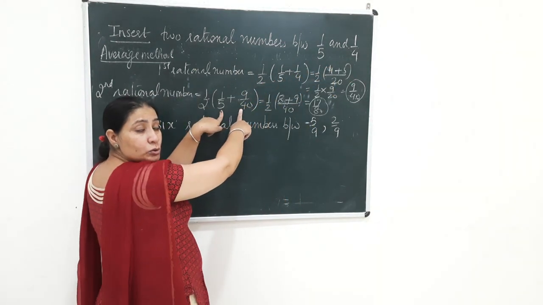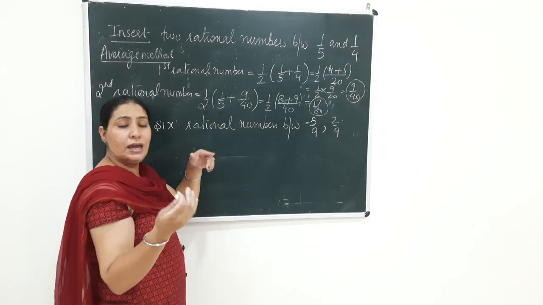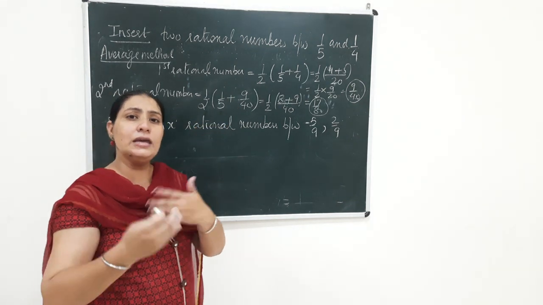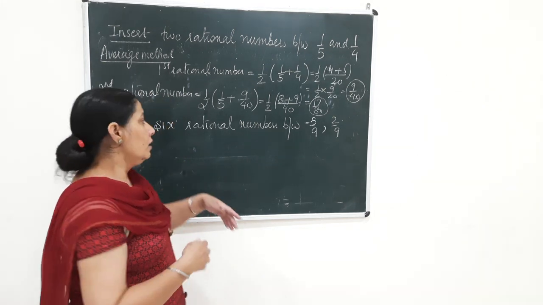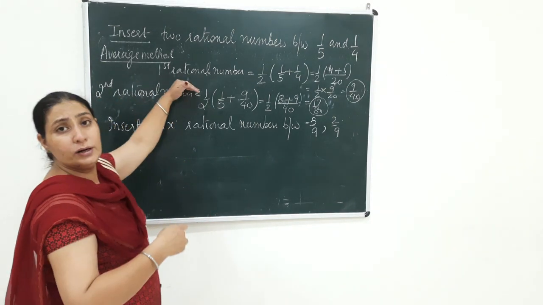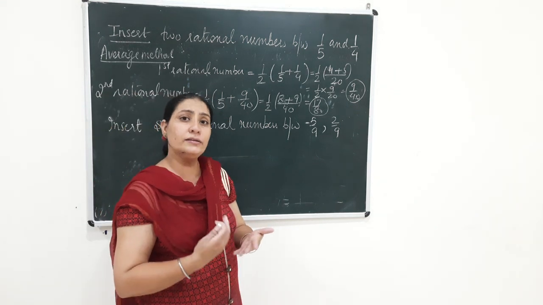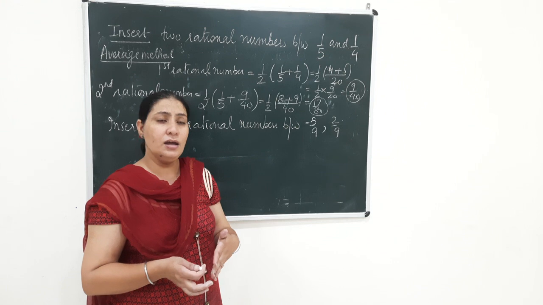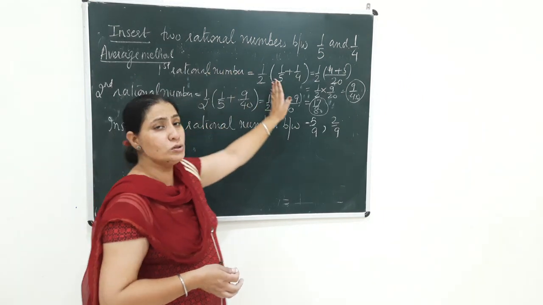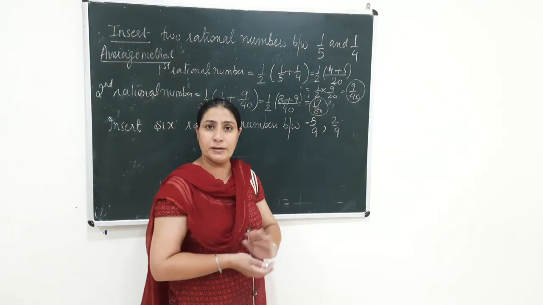ठीक है बेटा? So that will give you another. So in this way, with the average method we can keep on inserting numbers between given numbers. Okay? अब ये मेथड हम कब फॉलो करते हैं? जब हमें 2 या 3 नंबर्स चाहिए. ठीक है? अगर आपको 2 या 3 नंबर्स चाहिए, if you want 2 or 3 numbers, then you use this method which is called the average method.